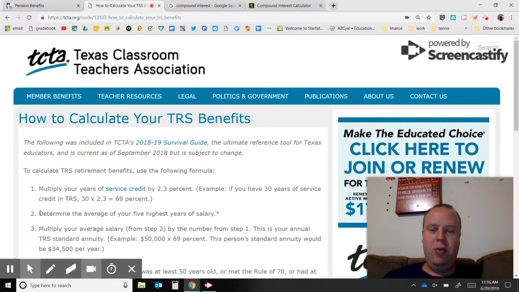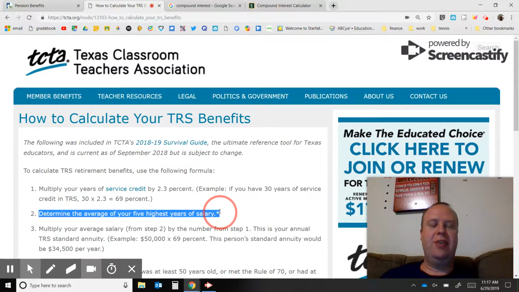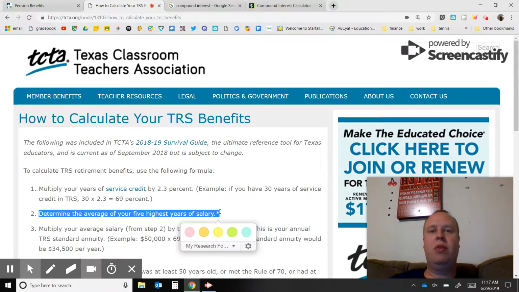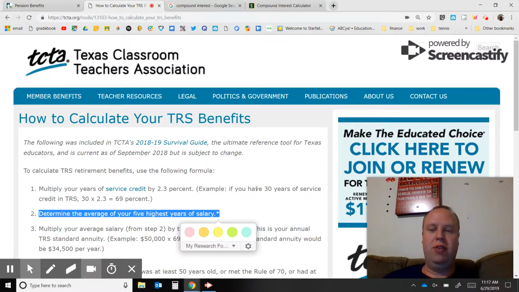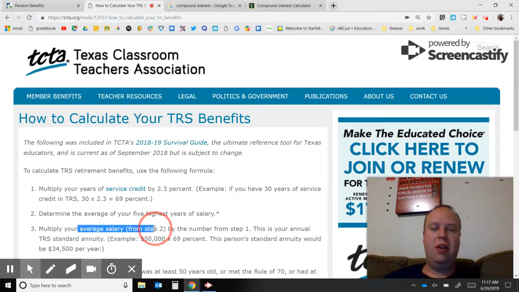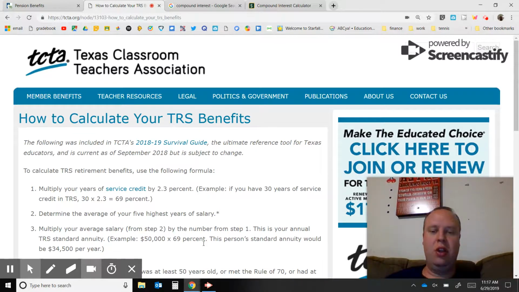Step 2 says determine the average of your 5 highest years of salary. Typically, that's the last 5 years you work, but in some cases, it might be in the past if you're working part-time or you took different positions. What you're going to do is multiply the average salary that you just calculated by the percent in step 1, and that's your annual annuity.